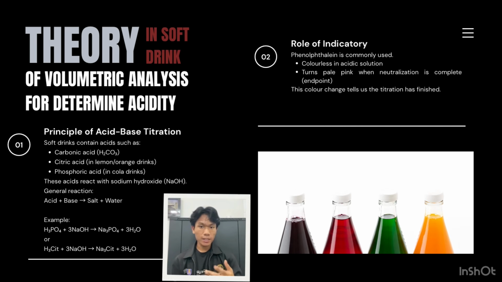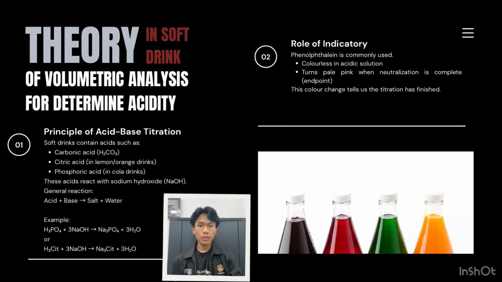Volumetric analysis, also known as titration, is a quantitative analytical technique used to determine the concentration of an unknown solution by reacting it with a standard solution of known concentration. The amount of the standard solution, called the titrant, that is needed to completely react with the sample is measured accurately. This measured volume allows us to calculate the concentration of the acid present in the soft drinks.